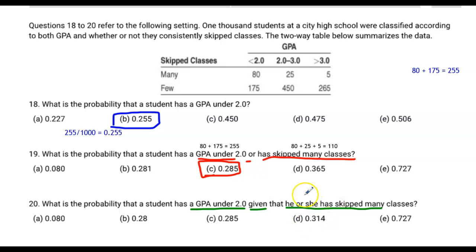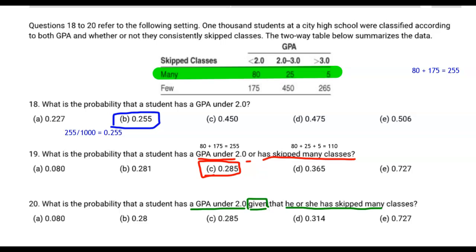You could use the formula for conditional probability, but the way I prefer, especially if we have a two-way table, is to identify what it's talking about and only consider the students in that particular range. For example, the probability that a student has a GPA under 2.0, given he or she has skipped many classes. So only the folks that have skipped many classes are going to be concerning me so far. Here's all the manys.